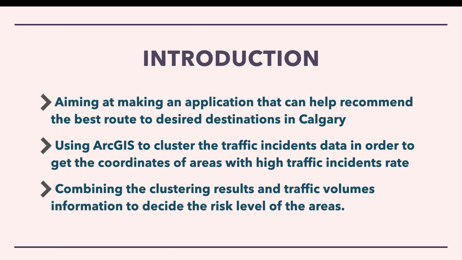In order to solve the problem, two open datasets, traffic incidents and traffic volume flow map, are imported to help with the route design. We use ArcGIS to cluster the traffic incidence data in order to get the coordinates of areas with high traffic incidents. After the clustering process, we combine the clustering results with traffic volume information to decide the risk level of the area.